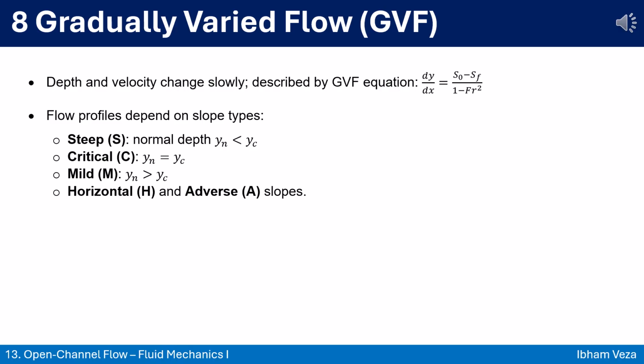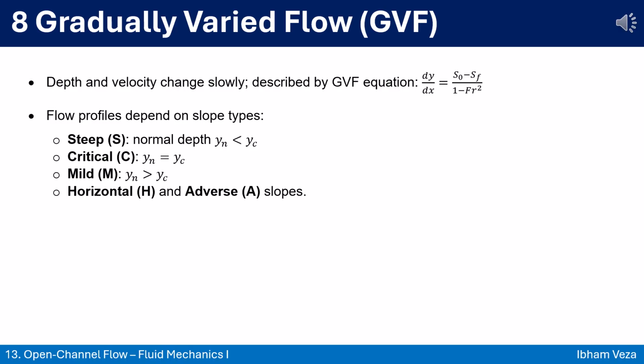The shape of the water's surface, called the flow profile, depends heavily on the type of slope. For steep slopes, the normal depth y_n is less than the critical depth y_c, meaning the flow is swift and likely supercritical. For critical slopes, y_n equals y_c, and the flow rides a fine balance. Mild slopes, common in engineered channels, have y_n greater than y_c, indicating tranquil subcritical flow.